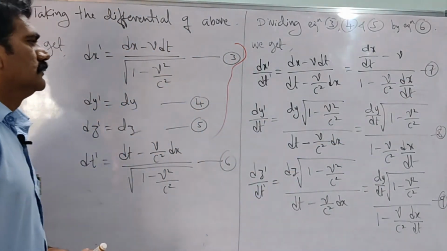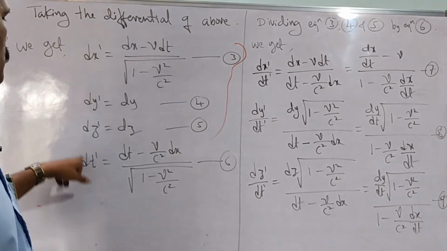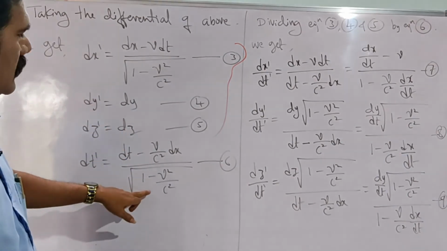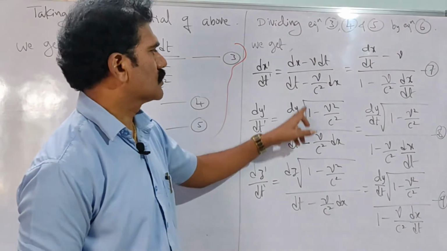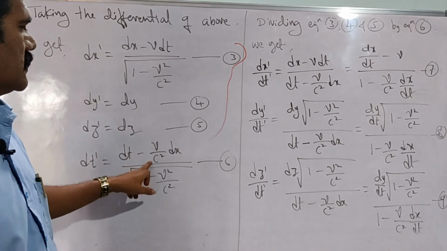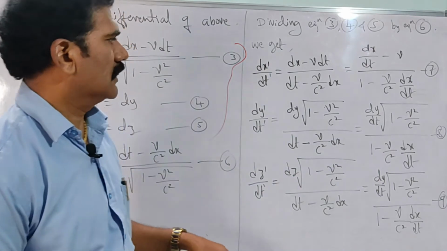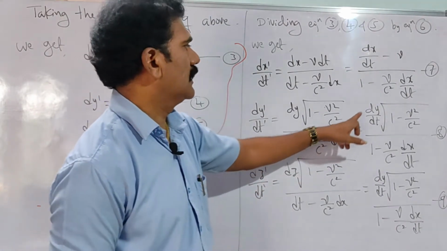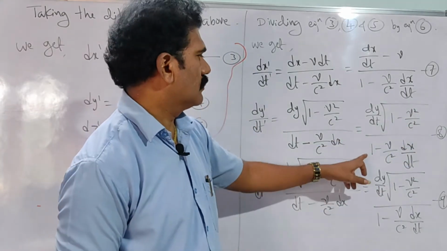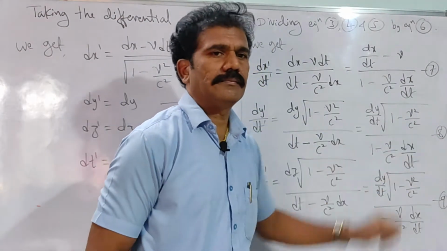And similarly, what is the differential of dy dash with respect to dt dash? You will get dy dash by dt dash on the left hand side equal to dy, this denominator term will come to the numerator, dy into square root of 1 minus v square by c square, divided by this term again, dt minus v by c square into dx. Clear? Rearranging this equation again by dividing by dt as usual, we get dy by dt into square root of 1 minus v square by c square, the whole divided by 1 minus v by c square into dx by dt. Take it as equation number 8.